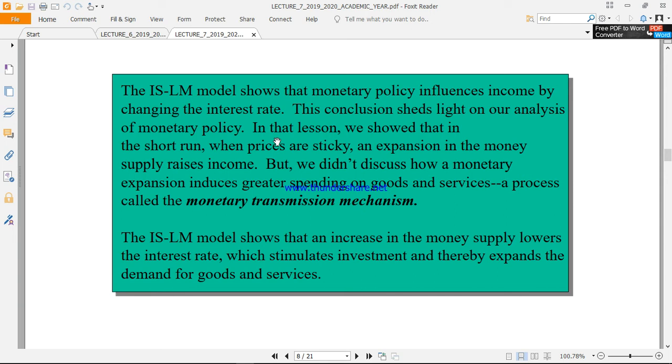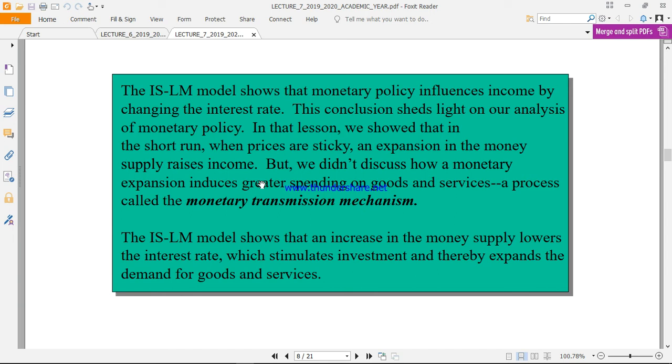Okay? So because prices are sticky, when there's an increase in money supply, the only thing that is going to happen is raising people's income. But then we didn't discuss how a monetary expansion is going to induce greater spending on goods and services, which is what we call the monetary transmission mechanism. So basically, what monetary transmission mechanism says is that when there's an increase in money supply, as time goes by, or in the long run, you're going to discover that that initial increase in money supply is going to lead to greater spending on goods and services.